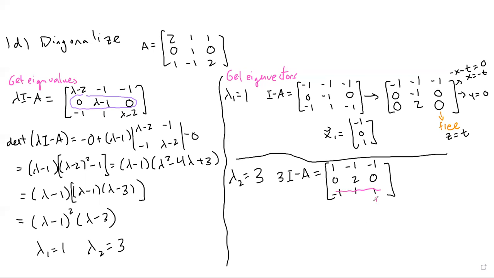Same thing, that third variable is going to be free. It's just going to give me a slightly different equation here. So z is t, y equals 0, and this one's going to give me x is t. So my second eigenvector is actually going to be 1, 0, 1. And we've only got the 2. It's not enough. And so it's not diagonalizable.